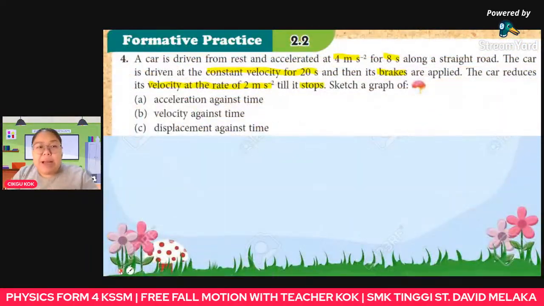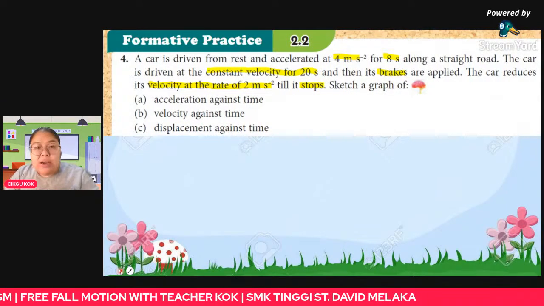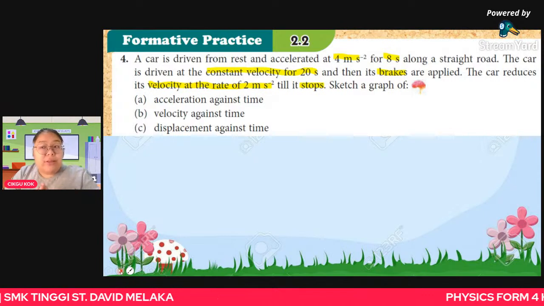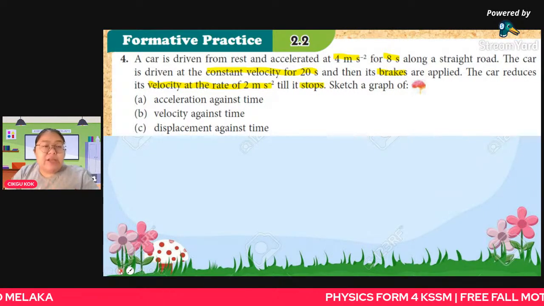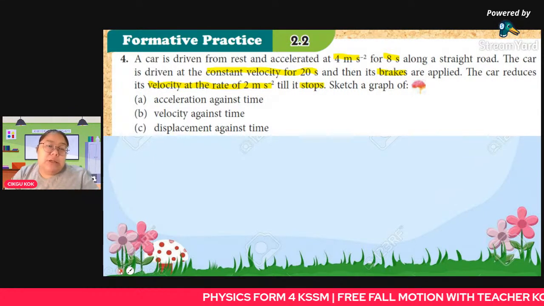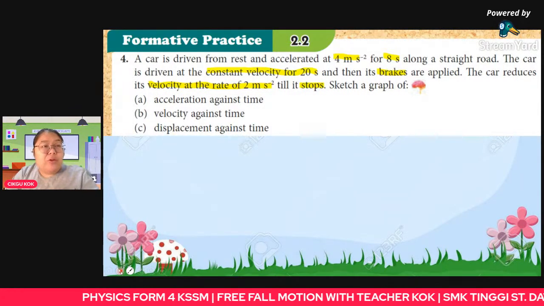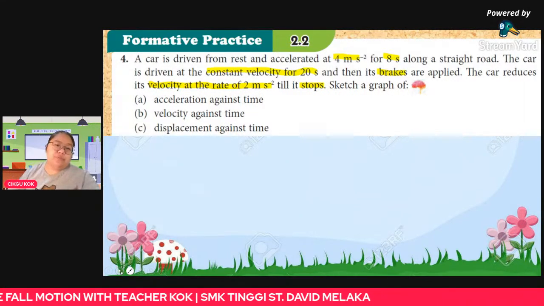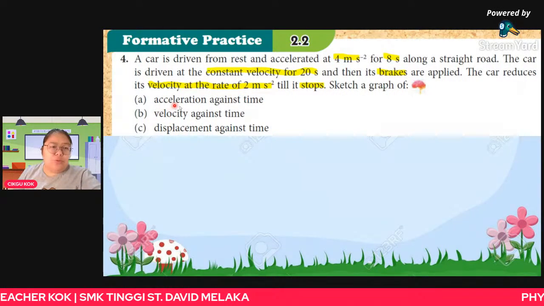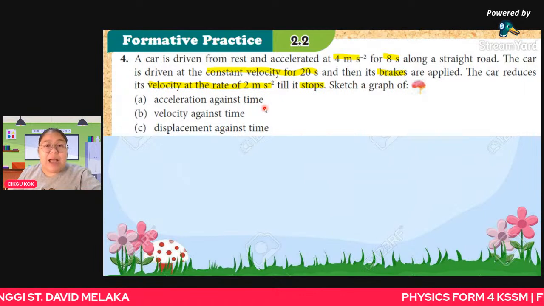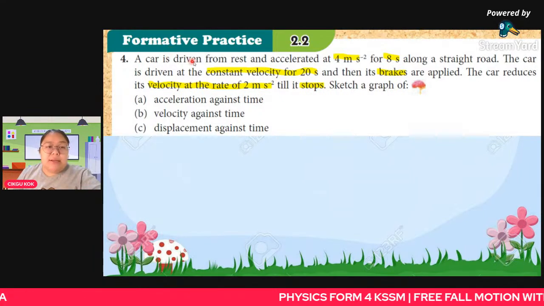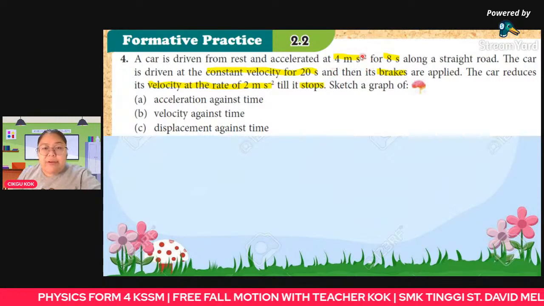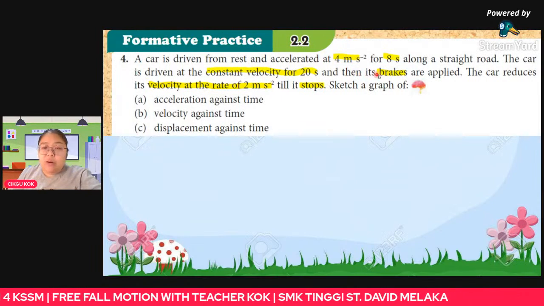Question number four is a little bit harder. You need to understand the question because you need to plot the graph. Sketch only. Sketch means we don't need the exact numbers, because you need to show the shape. That is what we call a sketch. First, they want to draw the acceleration against time. We get the info first. The car is driven from rest, u equals 0, and accelerates at 4 for 8 seconds.